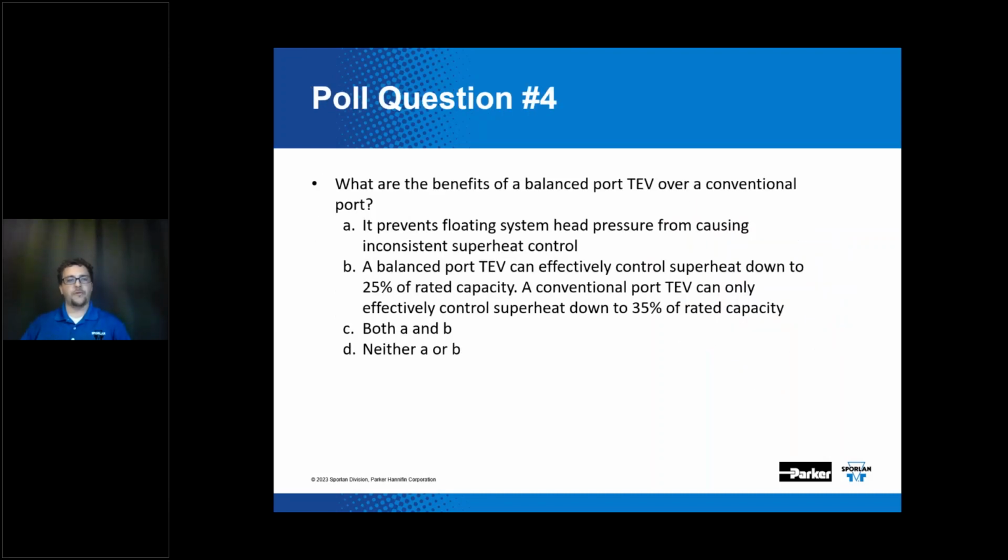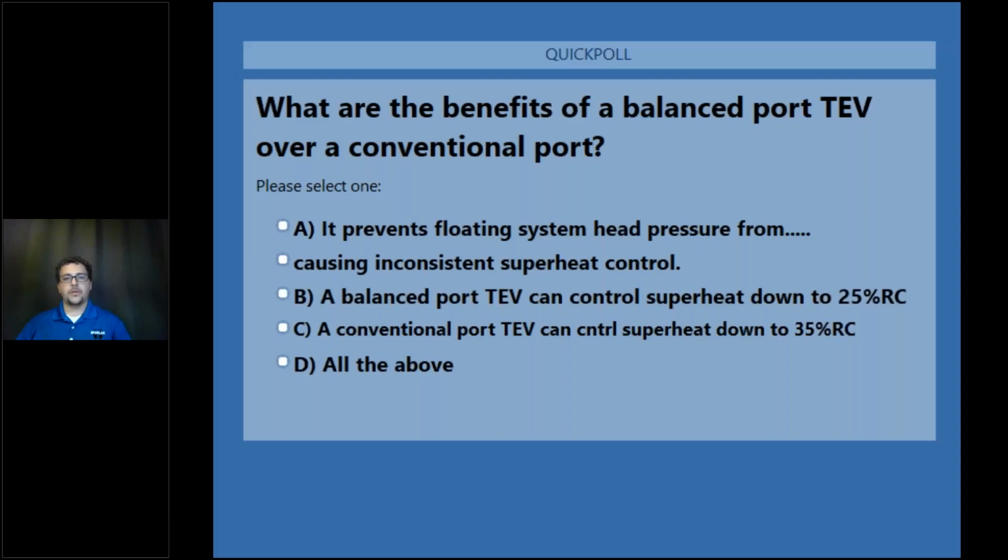All right, poll question number 4. What are the benefits of a balanced port TEV over conventional port? A, it prevents floating system head pressure from causing inconsistent superheat control. B, a balanced port TEV can control superheat down to 25% rated capacity. And C, conventional port TEV can control superheat down to 35% of rated capacity, or option D, all the above.